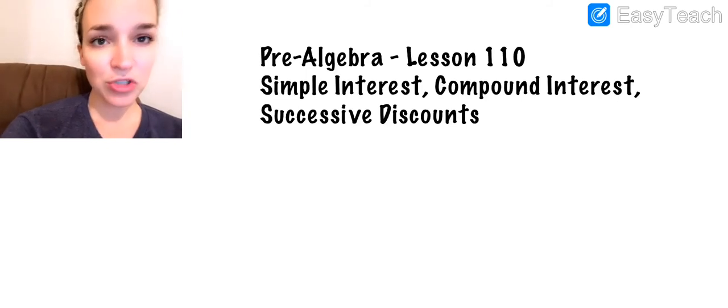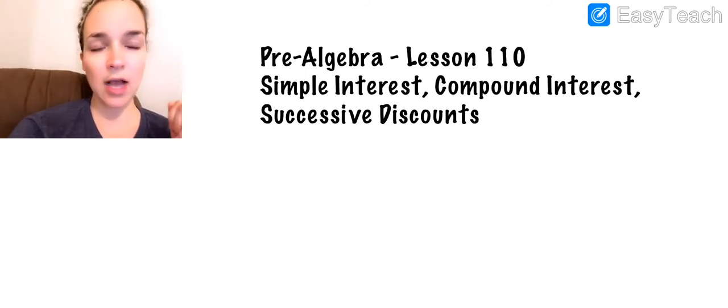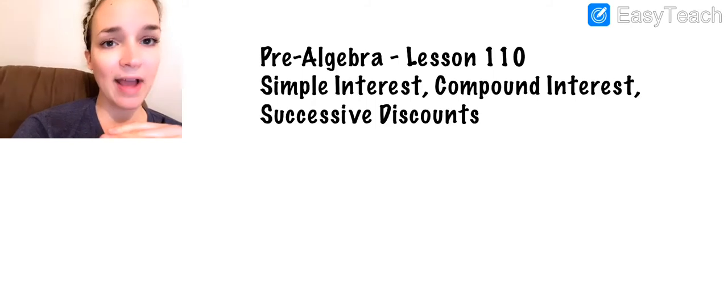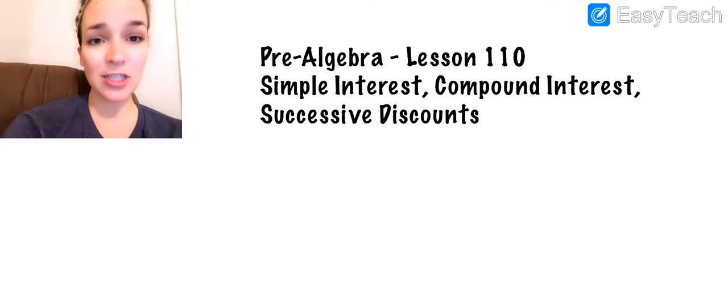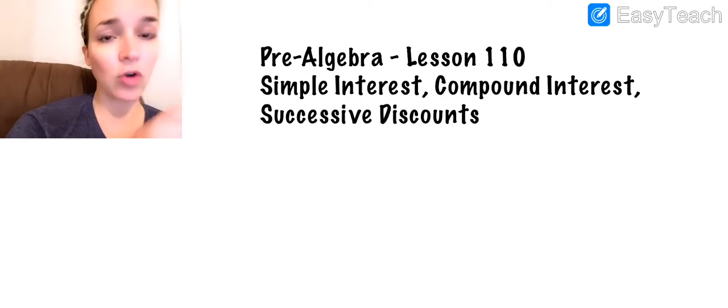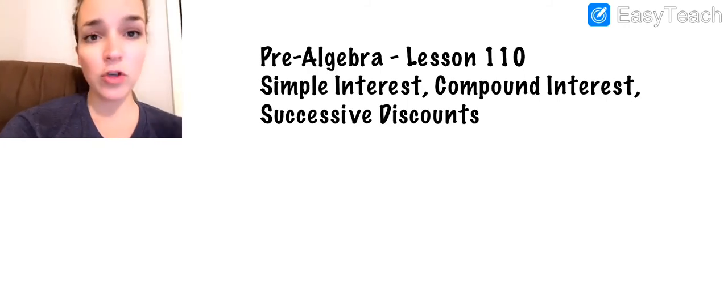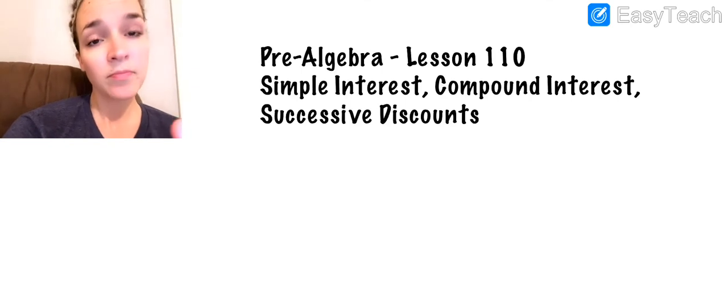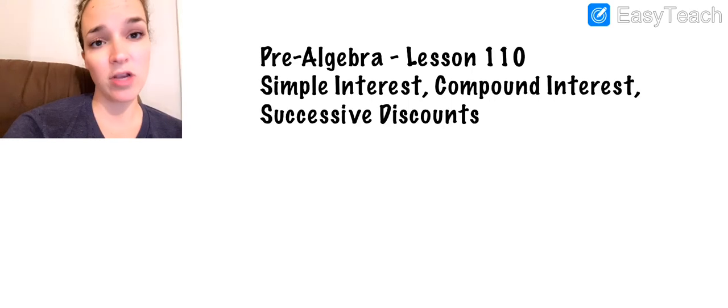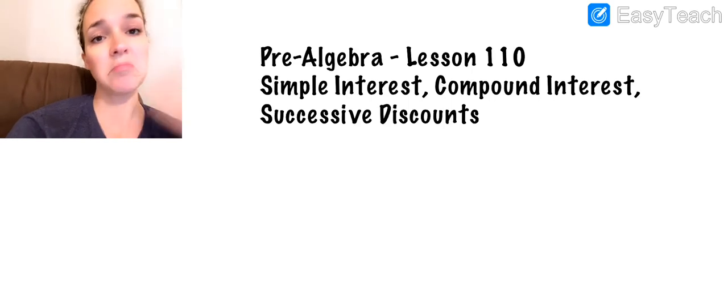So simple interest, just to recap, is just basic: whatever your principal is, you get a certain percentage of that every year. So, for example, if you have a $10,000 principal and you get 10%, that's going to be $1,000 that you get every year, okay? So it's just plus 1,000, plus 1,000, plus 1,000 every single year.